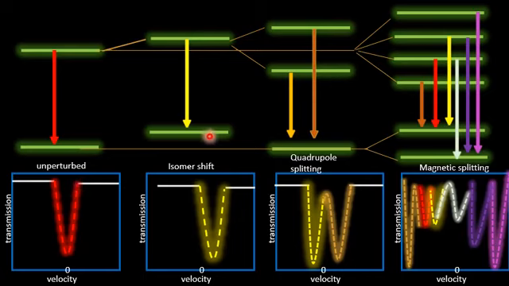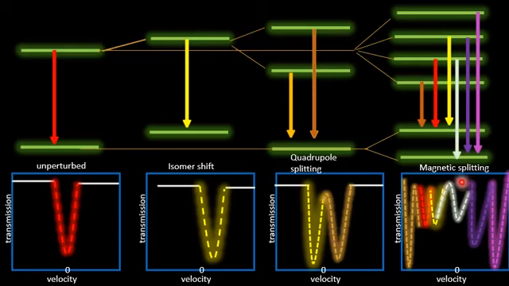When there is the isomer shift, there will be a shift in energy. Here you can see that there will be some shift in the energy of the ground state and excited state. So our Mossbauer spectrum will shift a little bit from the unperturbed state. And in the case of quadrupole splitting, here you will observe two signals.